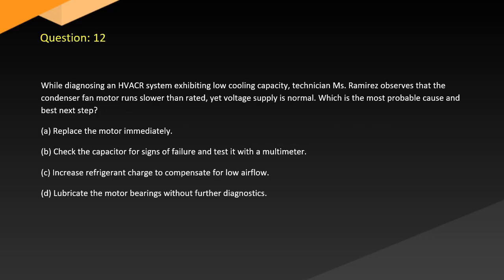Question 12. While diagnosing an HVACR system exhibiting low cooling capacity, technician Ramirez observes that the condenser fan motor runs slower than rated, yet voltage supply is normal. Which is the most probable cause and best next step? A. Replace the motor immediately. B. Check the capacitor for signs of failure and test it with a multimeter. C. Increase refrigerant charge to compensate for low airflow. D. Lubricate the motor bearings without further diagnostics.